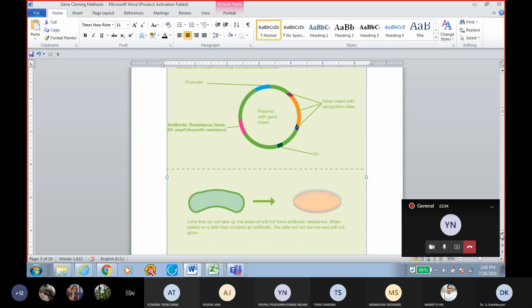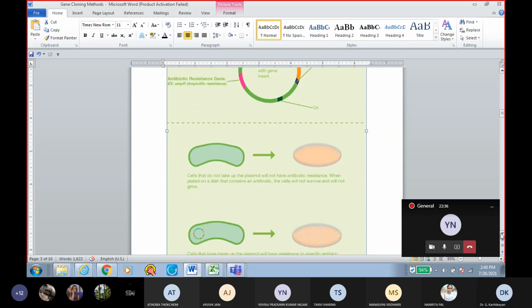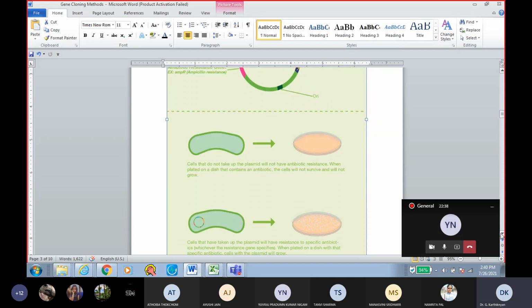Okay, so this is typically the case. This bacterial cell has not taken up the plasmid DNA, so when you put it on an LB agar plate with ampicillin, these cells do not grow. On the other hand, cells that have taken up this plasmid, when you grow them in medium containing ampicillin, they all multiply. You can see lots of colonies, right?